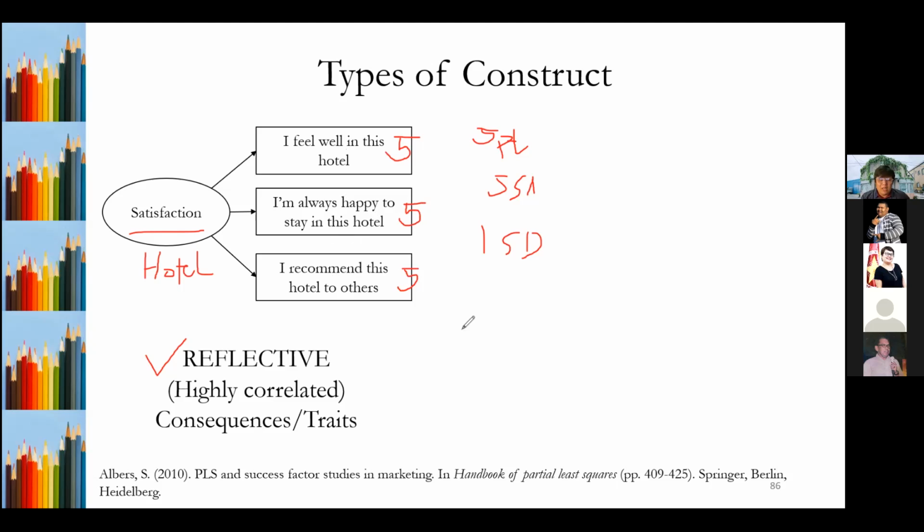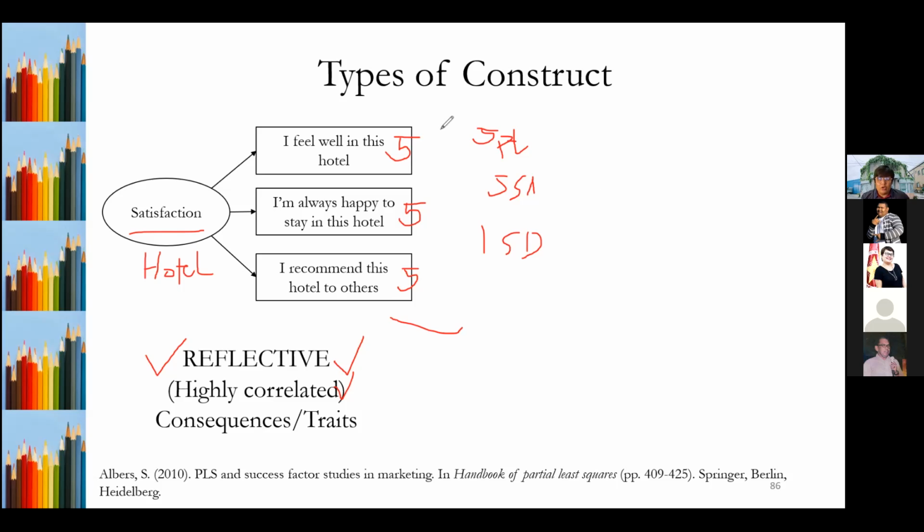Now, you will see here in this example, all the answers falls under the agreement sign of our scale. So this is an example of what we call highly correlated items. So if the items are highly correlated, it means they are moving in one direction, then the construct is what we call a reflective construct. Okay? On the other hand, let's have another example.